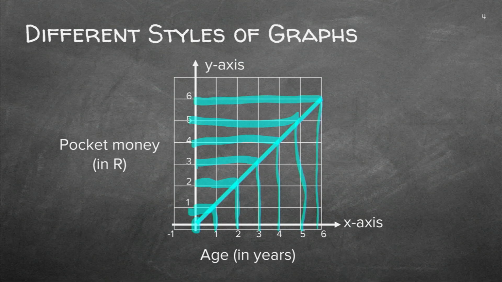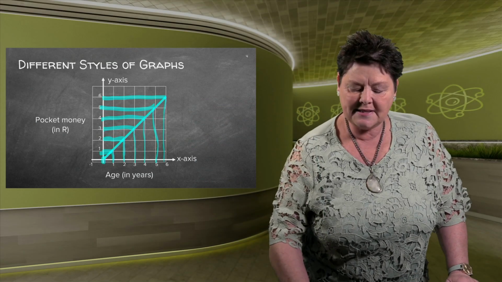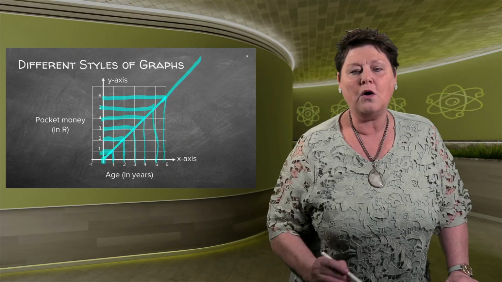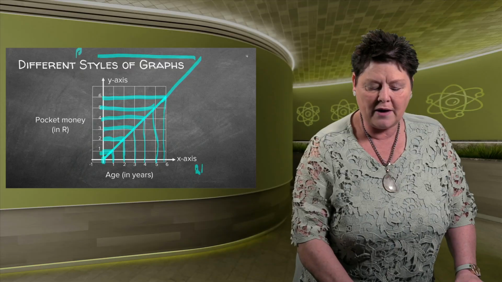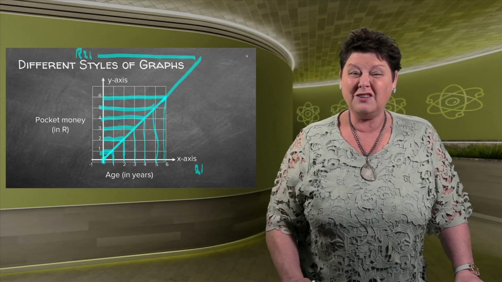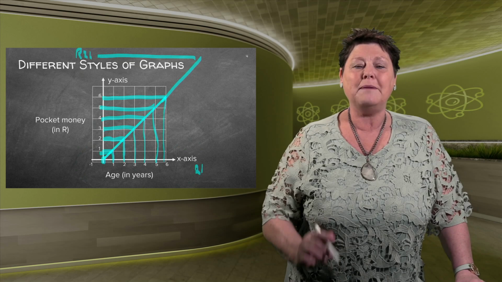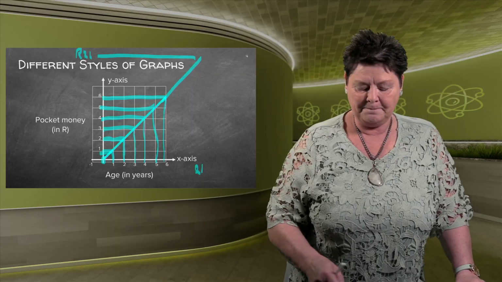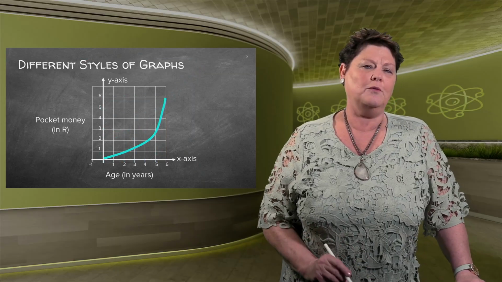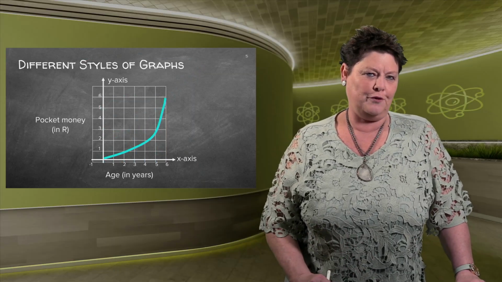And again, we use graphs to predict. It seemed like when you are 21 that you be getting 21 Rand. That's not enough, we know, but at least we are getting an increase in pocket money. I think this one would be the one that you will prefer.